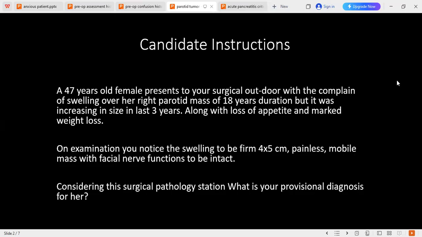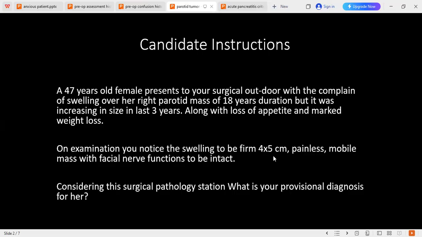Why would you go for MRI and not CT scan? For the soft tissue diagnosis, I think MRI has more specificity and sensitivity as compared to the CT scan. But if I want to see bone invasion, maybe CT scan will help us. But I think MRI has more specificity and sensitivity as compared to the CT scan. Right. You've already noticed that the patient has a swelling 4 into 5 centimeter, and it's painless and mobile. Yes, ma'am.